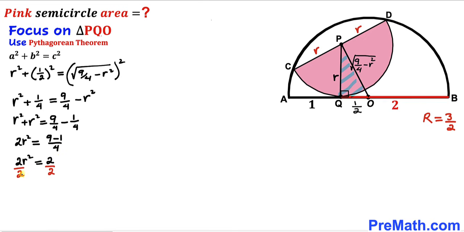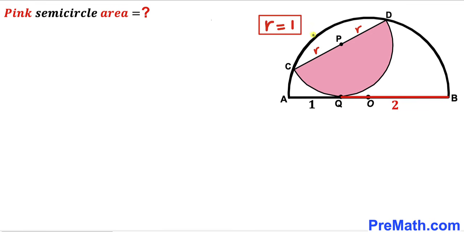Let's divide both sides by 2. 2 and 2 is gone. So therefore r square turns out to be equal to 1. And now I'm going to undo this square by taking square root on both sides. So therefore our radius lowercase r is going to be equal to positive 1 units. So thus the radius of this pink semicircle turns out to be 1 unit.